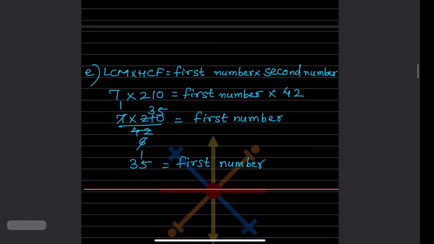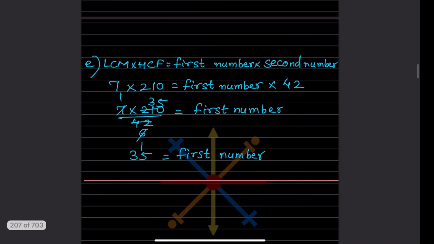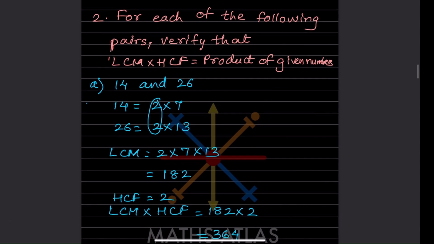Again, in this one, the E, have a look at the table because it's not possible to scroll again. Now the first number is not known, the second number is known, and the LCM and HCF are known. So this is in the numerator and this goes in the denominator. So for this first number, 7 ones are 7, 6 7s are 42, and 6 35s are 210. So 35 is the answer for the first number. Now for each of the following pairs, verify that LCM into HCF is the product of the given numbers. So these are the given numbers.